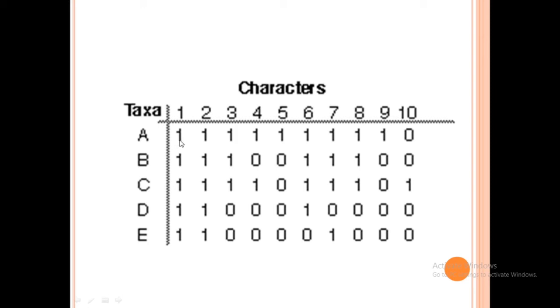Then code, like, the first character is 1. In both cases 1. The first character is present in taxon A and taxon B, so 1. If it is absent or the opposite character, you can write 0. Okay.